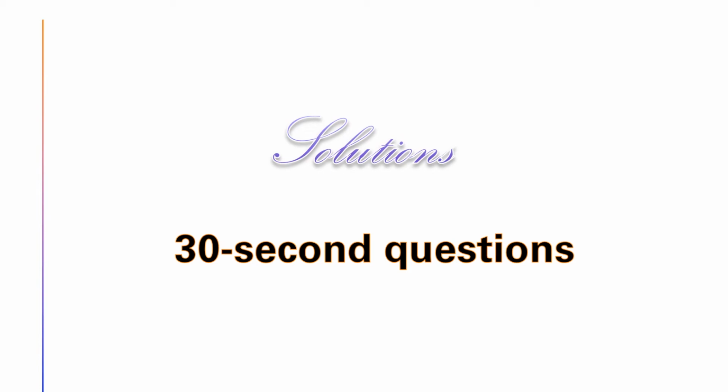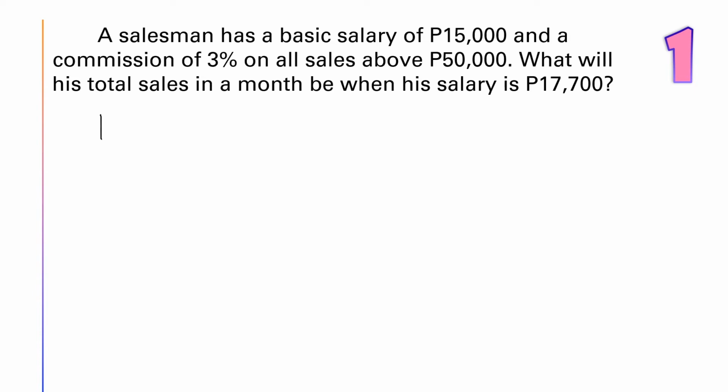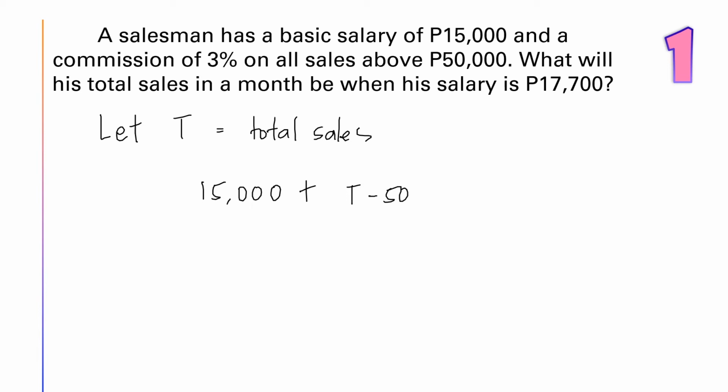At this point, let us show the solution to the 30-second questions. Question number 1. We let T be the total sales. Then we will have 15,000 pesos plus T minus 50,000, because the salesman gets the commission above 50,000 peso sales, multiplied by 3%, that is 0.03, and the total income will be 17,700.